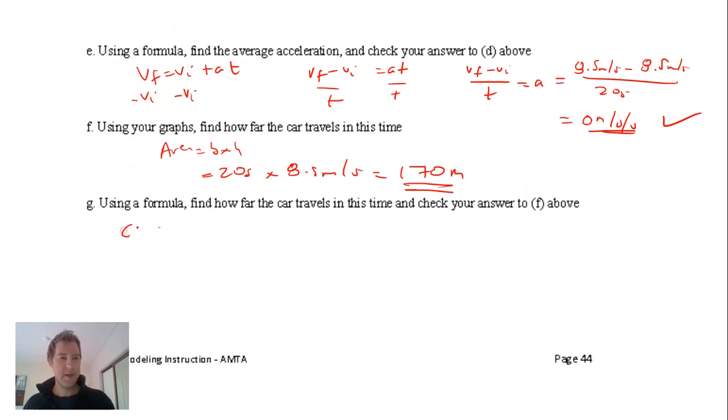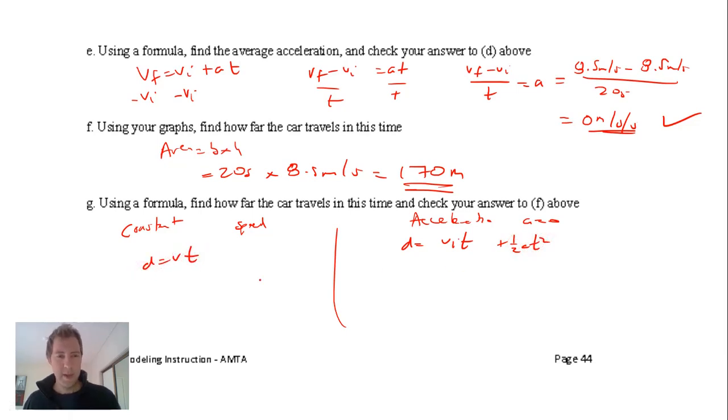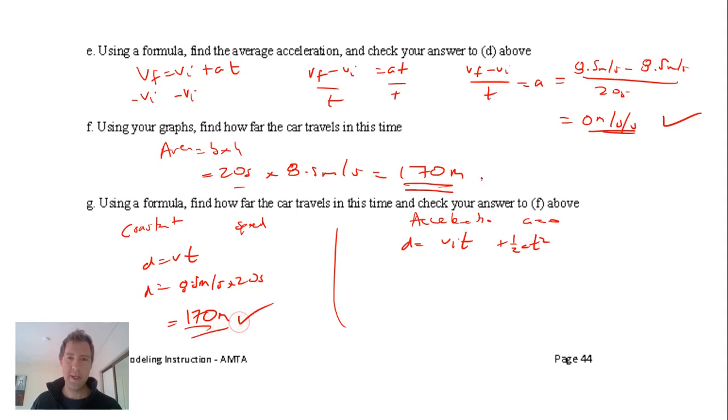The constant speed formula, and the acceleration formula, but knowing acceleration equals 0. So that was d equals vit plus half at squared, and this one was distance is velocity times time. If I work this one out, I have velocity 8.5 meters a second times my time of 20 seconds equals 170 meters. Great, same answer as here.